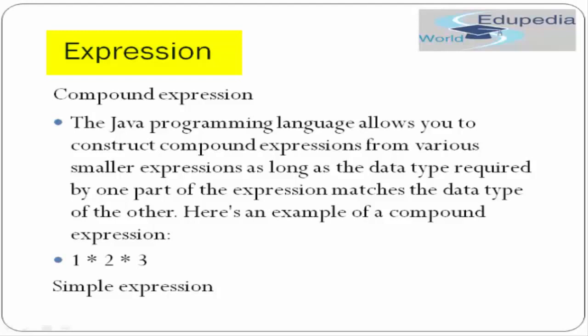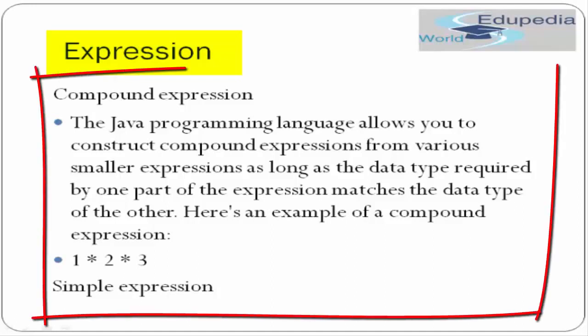Let's see what a compound expression is. The Java programming language allows you to construct compound expressions from various smaller expressions as long as the data type required by one part of the expression matches the data type of the other. Here is an example of a compound expression: 1 * 2 * 3. Here you can see we have to multiply three numbers. So firstly two numbers must be multiplied. There must be a result and that result must be multiplied again. So whenever there's a result and that result is also part of another expression, that is called a compound expression. A compound expression can constitute many simple expressions within it.